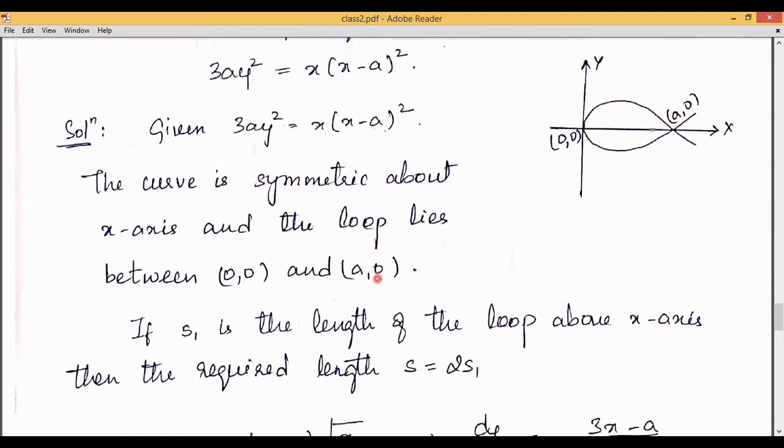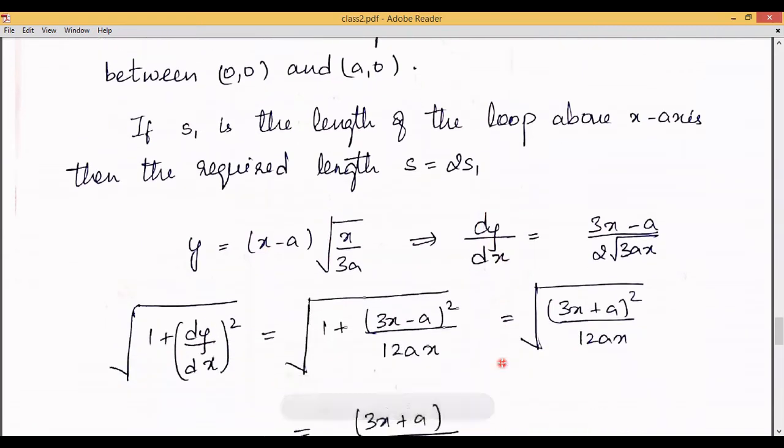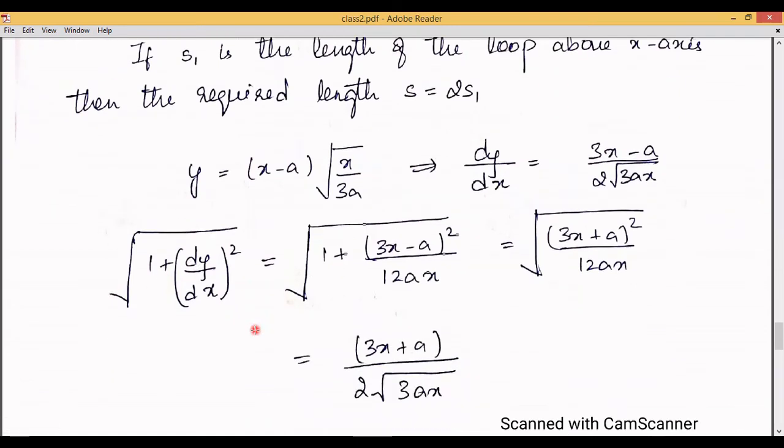Here the given curve is written like this, and when you differentiate that with respect to x, you get dy by dx. Here 1 by root 3a is a constant, you take that out, and you apply the product rule, with x minus a as one function and root x as another. The formula is the integral of root of 1 plus (dy by dx) whole square. When you integrate this with respect to x between the limits for x, you get the length of the upper loop, and you should multiply that by 2. Then you get the entire length of the loop.